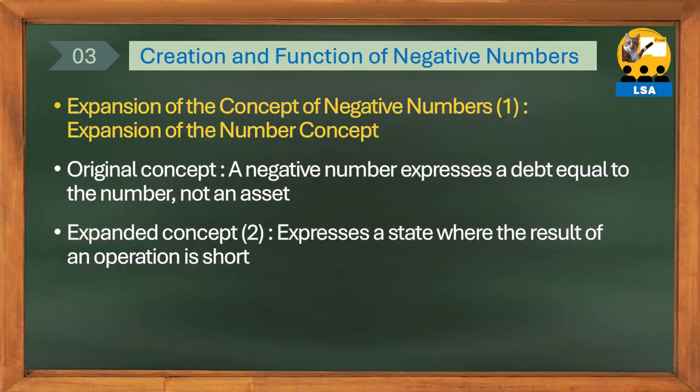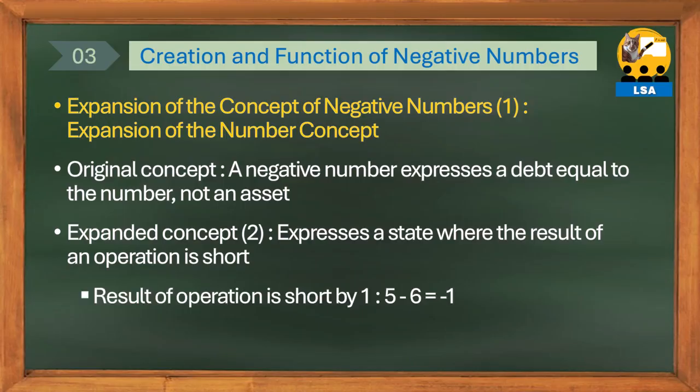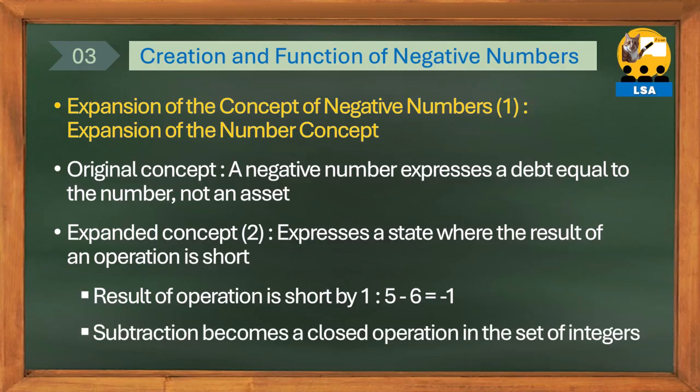It also expresses a state where the result of an operation action is short. When subtracting 6 from a plate containing 5, the shortage of 1 is expressed as -1, so 5 minus 6 is expressed as -1. It means it is short by 1. By creating negative numbers, you can understand that the subtraction operation has become a closed operation in the set of integers. You remember that in the set of natural numbers, the subtraction operation was an open operation, right?